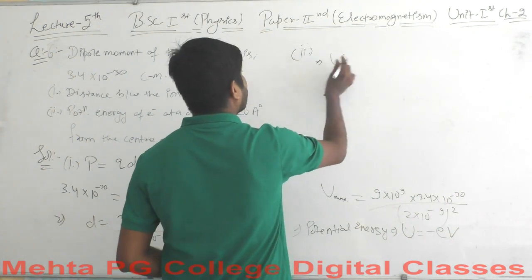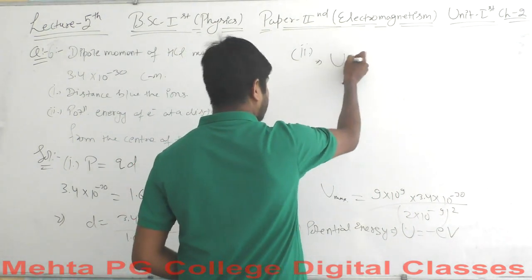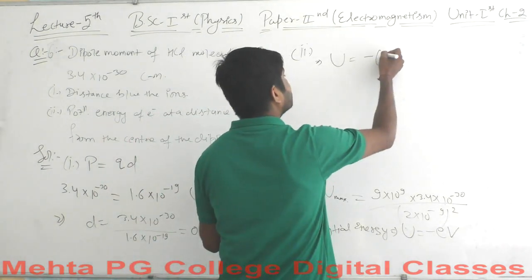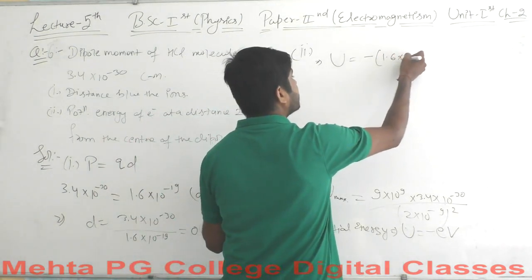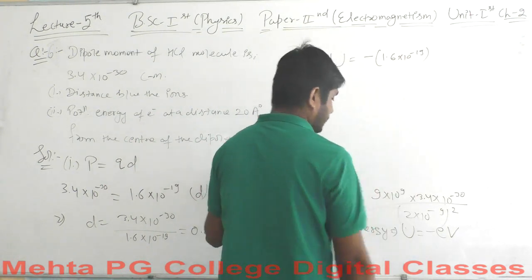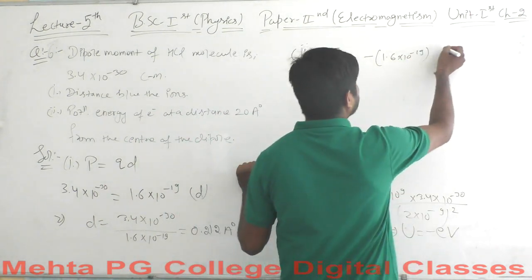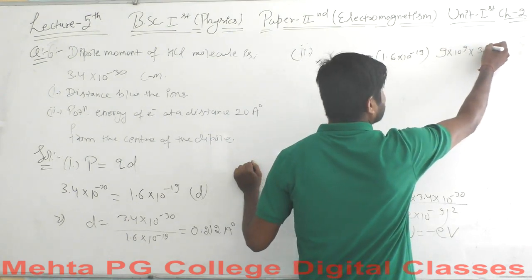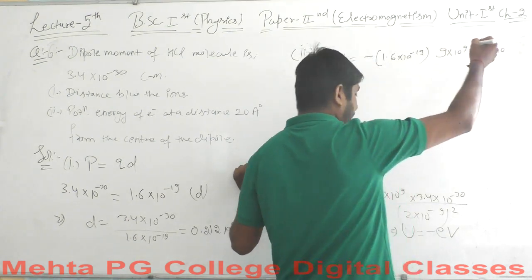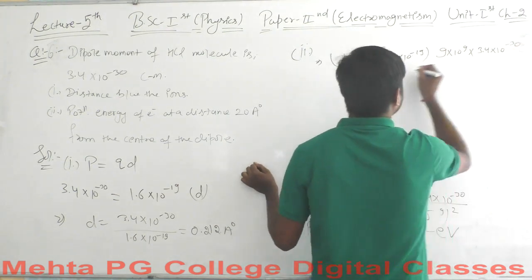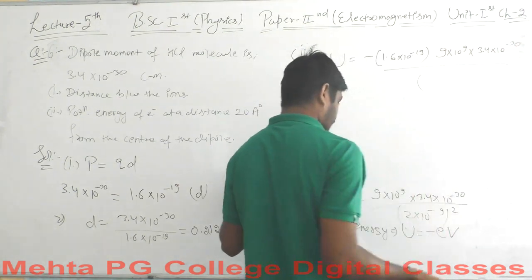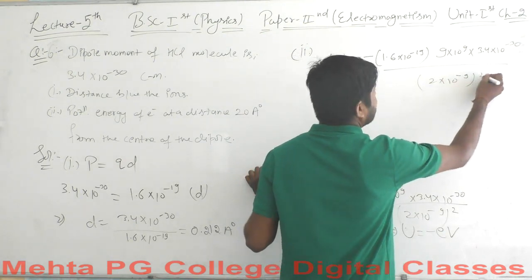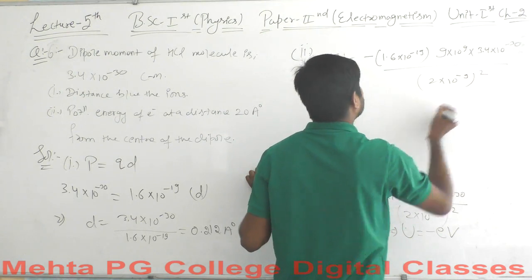This is U, and the value of U will be equals to U here minus 1.6 into 10 to the power minus 19 into V, 9 into 10 to the power 9 into 3.4 into 10 to the power minus 30 upon 2 into 10 to the power minus 19 square.